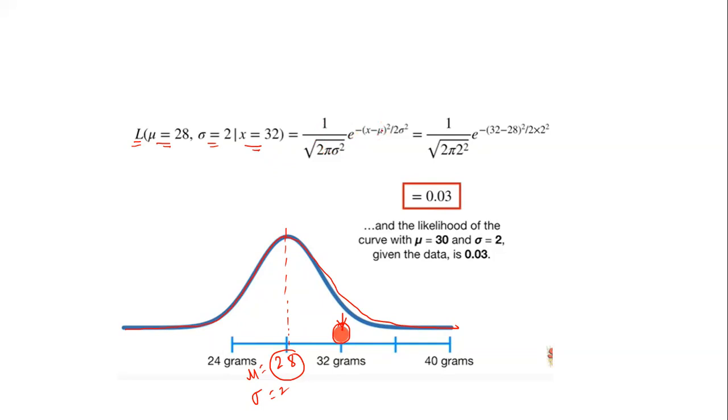So in place of mu, we are providing 32. X, our only measurement, is 32. And sigma, we are providing 2. So by 2 into 2 square. If you evaluate this, what you get is 0.03.